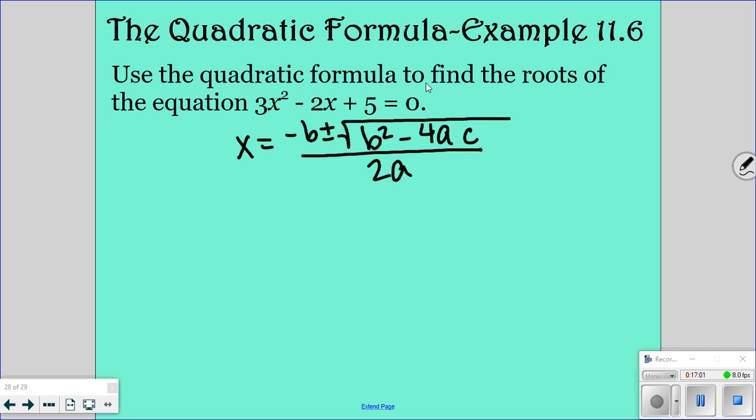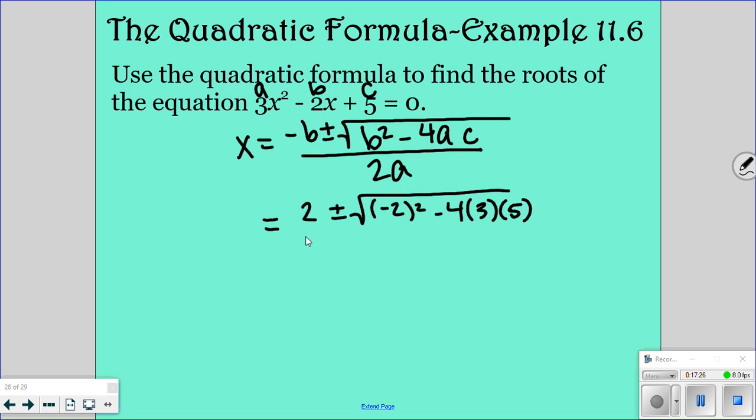So you always want it to be equal to 0 whenever you go to use the quadratic formula. So the coefficient in front of the x squared is going to be your a, the one in front of the x is your b, and then your constant is your c. So negative b would become a positive 2, plus or minus negative 2 squared minus 4a, and then c is 5, all over 2a.